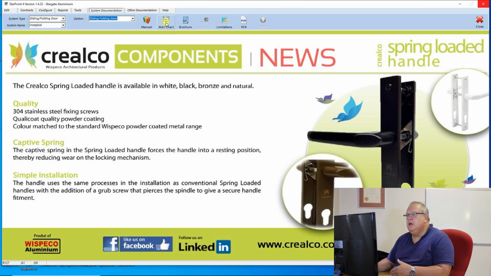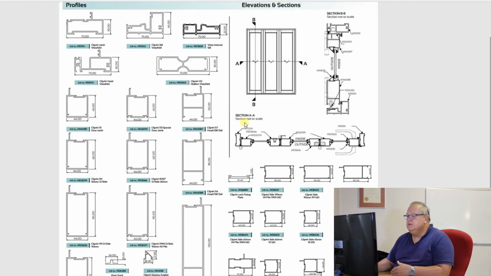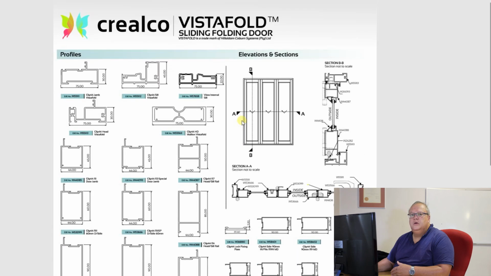I can similarly have a look at a wall chart. So the intention of the wall chart is to give you a summary of all the profiles that are used on that system. A lot of manufacturers will take those wall charts, print them out and stick them up on the wall. You can print these up to A0 size if need be, as a reference for those profiles used on the system.